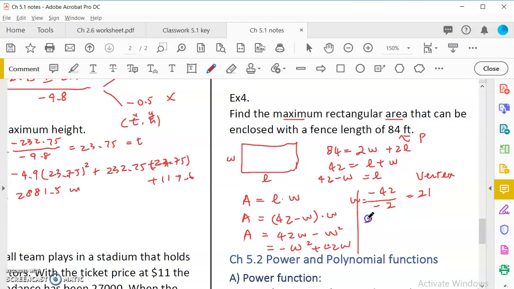So what is the length then? The length is 42 minus 21, also 21. Okay, so what's the area? Area would be 21 times 21. Length times width equal to 21 squared. 441 square feet. So this is the largest I can do with 84 feet. And the dimension is, this is the maximum area when the length and the width are 21. So that's all the word problems we have for 5.1.